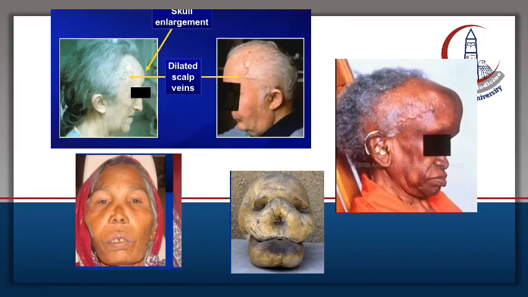Here is the shape of the skull of Paget disease with head enlargement and dilated vessels in the scalp, and here is the skull of a dead person who complained of Paget disease showing over sclerosis.